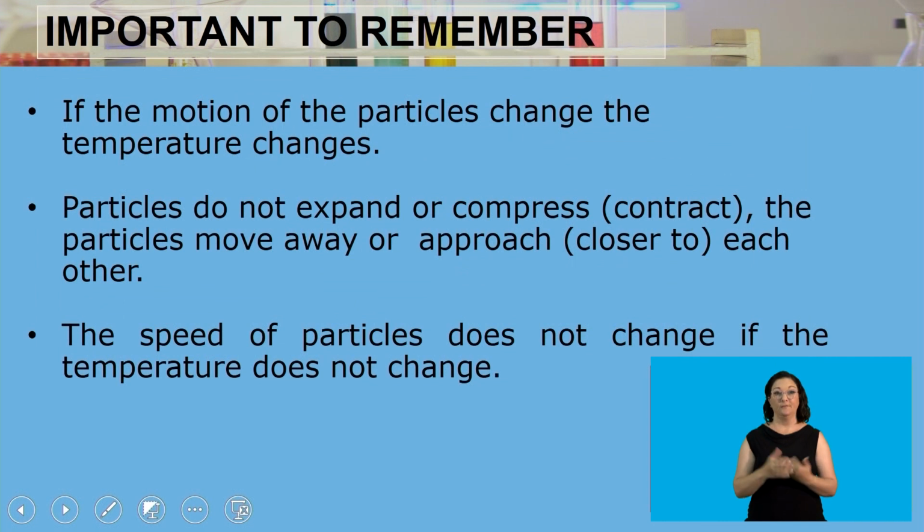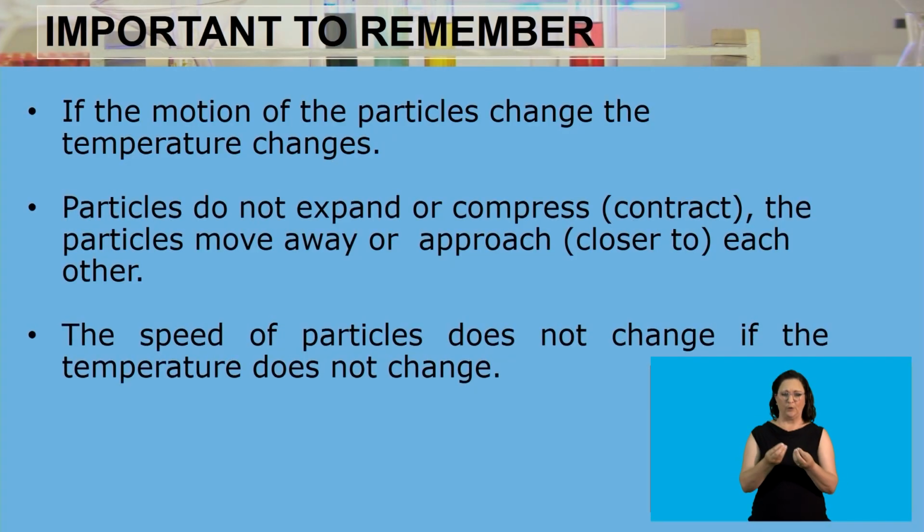So now, what I need you to take away from the entire lesson is the following. Number one, if the motion of the particles changes, the temperature also changes. If we increase the temperature of a particular material, then the particles making up that material are going to increase in motion. They're going to move faster and faster. And when we decrease the temperature, the particles are going to move slower and slower. So the motion of the particles depends on the temperature change. Increased temperature, they move faster. Decreased temperature, they move slower.